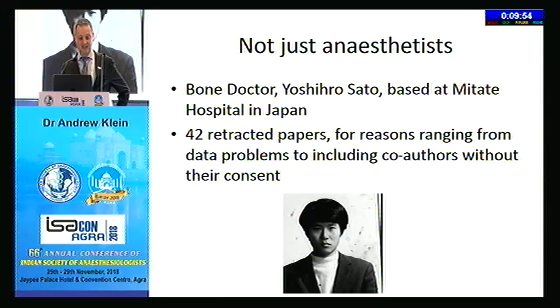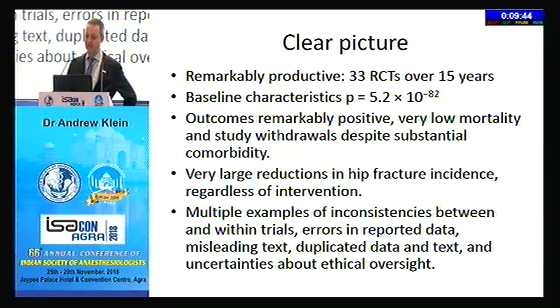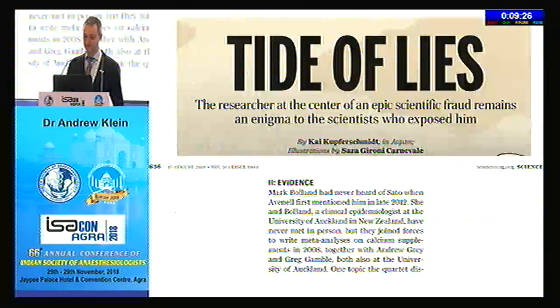Luckily, it's not just anesthesiologists. This was Dr. Sato. He was a bone doctor, and he had 42 papers that have been retracted for fraudulent behavior. He was also very productive, 33 randomized control trials. The chance of his data being true was 1 times 10 to the minus 82. So that's even more unlikely than Fuji, which was 1 times 10 to the minus 33. So he was looking at hip fractures.